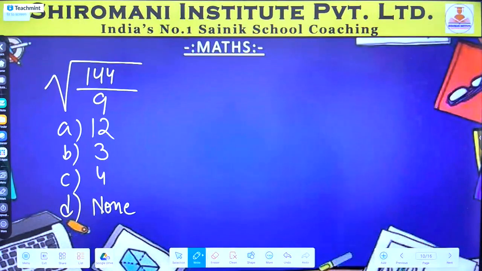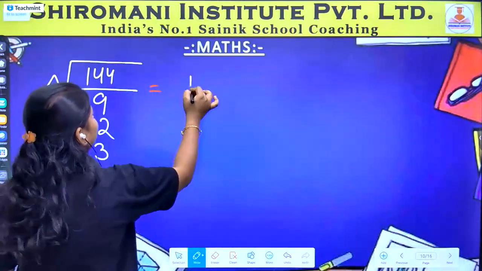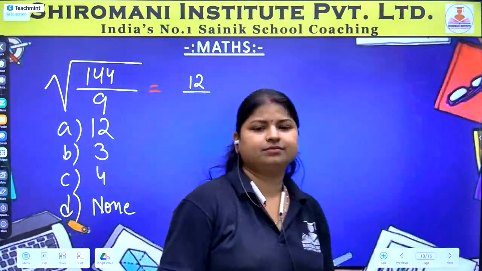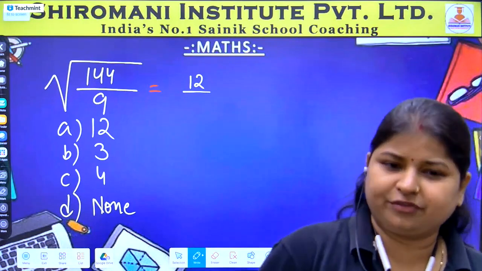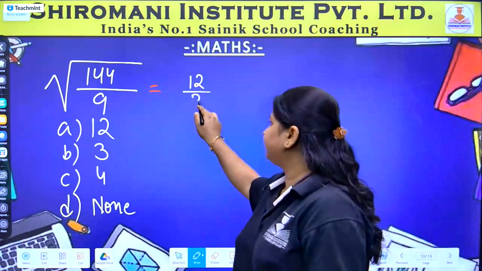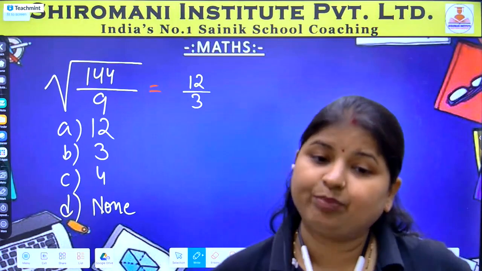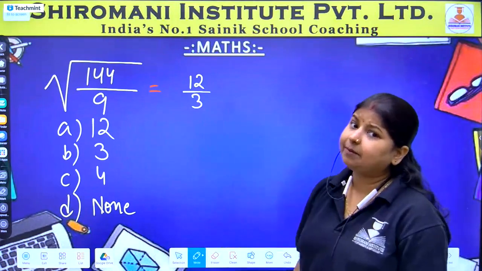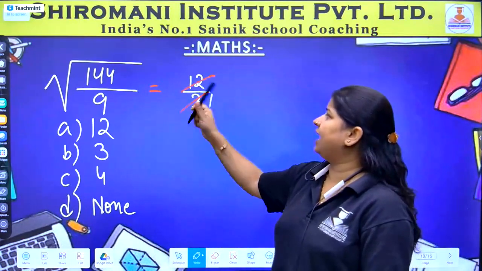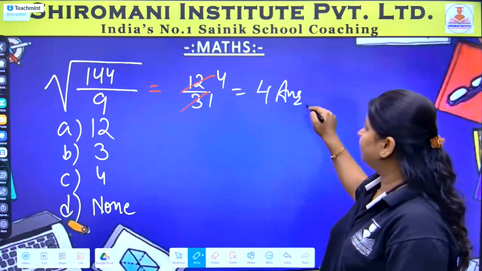Tejas, Yashashwini, Nandini, correct. Else wrong. Okay, see, dear. The square root of 144 is 12. We learned in the last class that the square of 12 is 144. And the square root of 9, I know, is 3. So my answer could have been 12 by 3. But I can simplify this. This 12 and 3 can be simplified. 3 1s are 3 and 3 4s are 12. So my answer would be 4, option C.